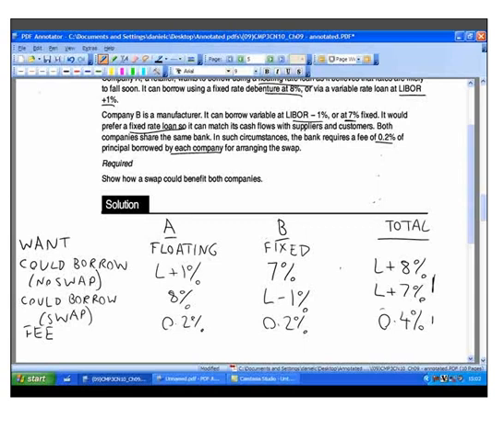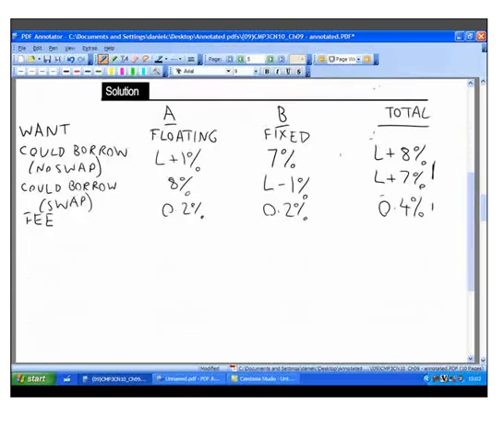Now, we're not told in the lecture example how they're going to split that gain, but if we're not told, then we can assume the gain will be split equally. So if this is split equally, it will amount to 0.3% for each party. What we're now able to do is work out our target outcome.